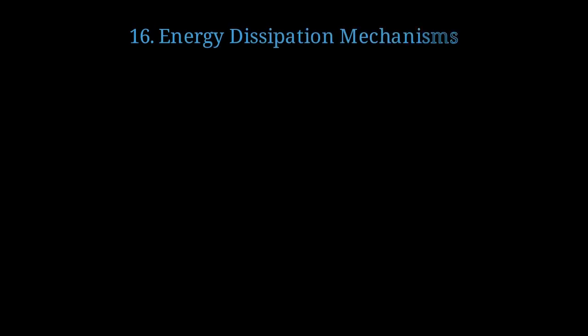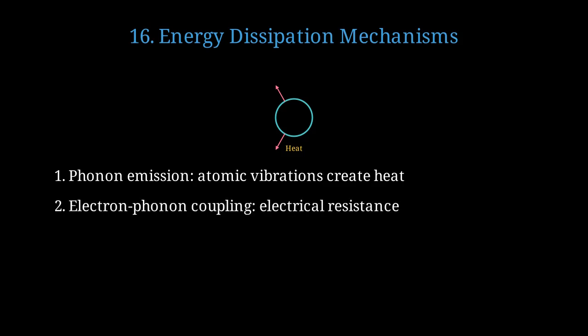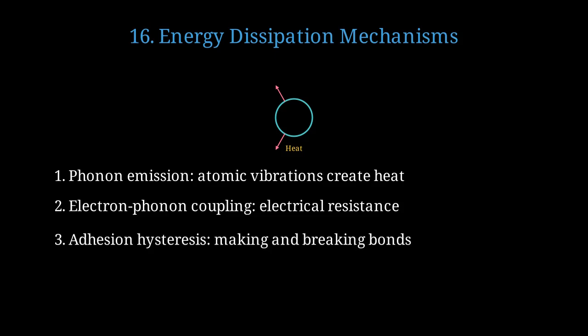Even with ultra-low friction, energy dissipation still occurs through several mechanisms. Energy dissipates from nanomachines through multiple channels, primarily converting to heat. First, phonon emission occurs as moving atoms create vibrations that spread as heat. Second, electron-phonon coupling creates electrical resistance in conductive materials. Third, adhesion hysteresis from repeatedly making and breaking atomic bonds dissipates energy.